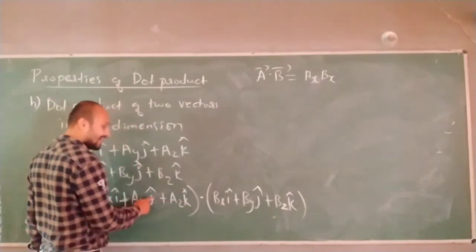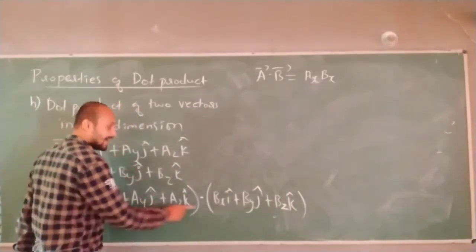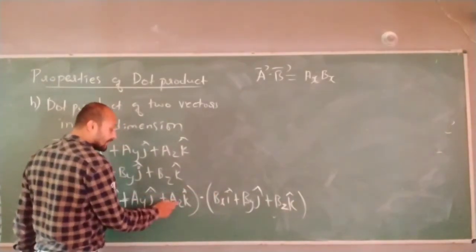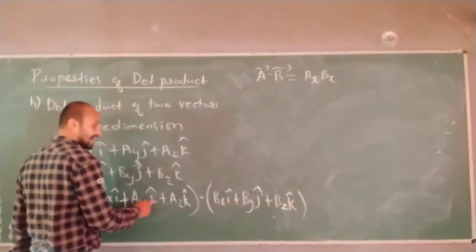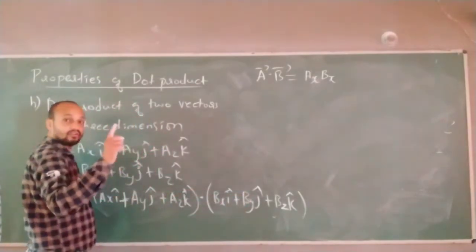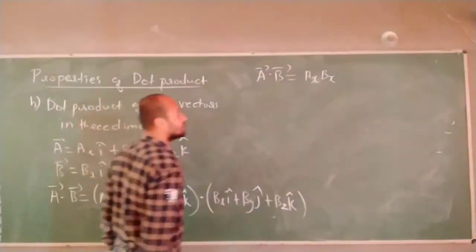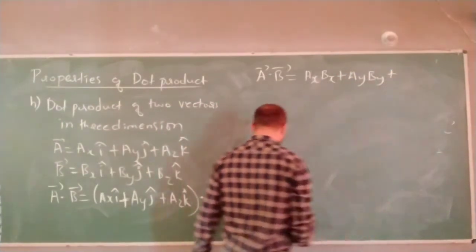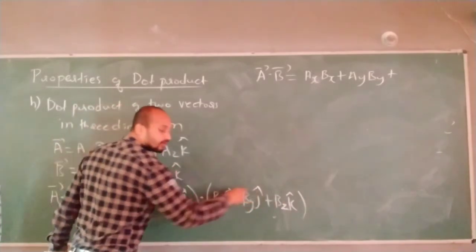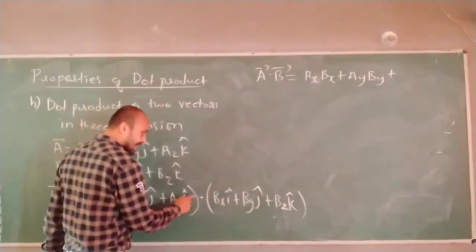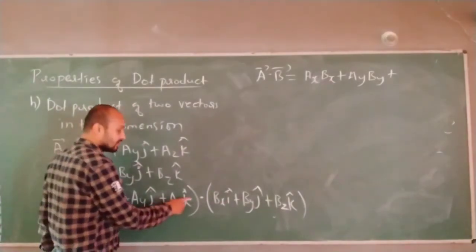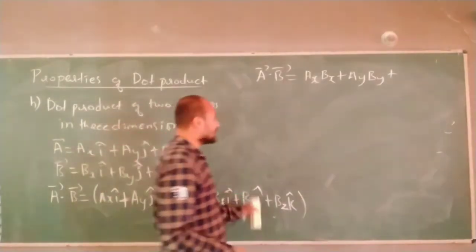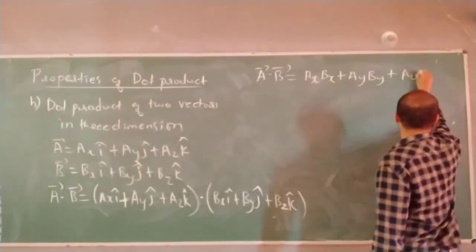Here Ay j cap into Bx I cap. J dot I becomes 0. This part becomes 0. Here J dot J will become 1 unit vector. So Ay into By. Same thing happens Az k cap into Bz k cap. K cap and I cap dot becomes 0. Previously I showed. So only the remaining will be AzBz.